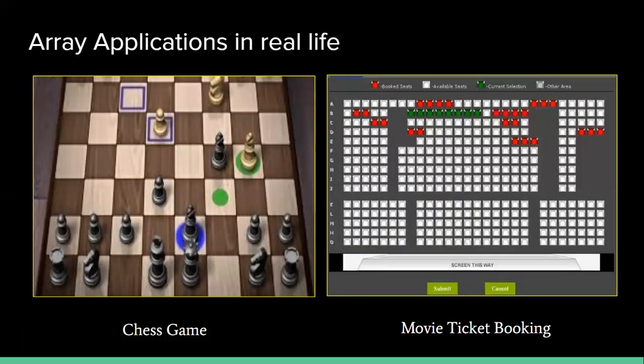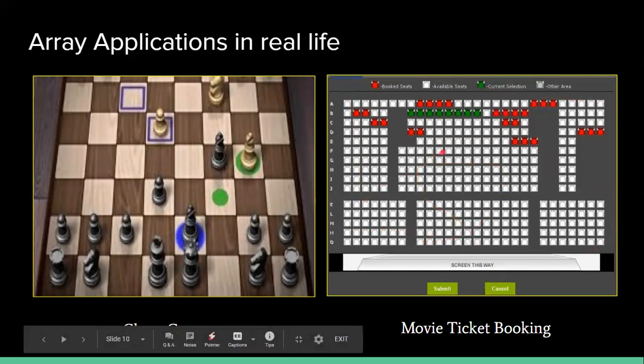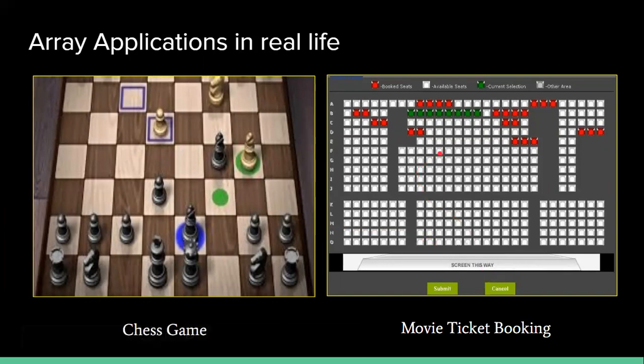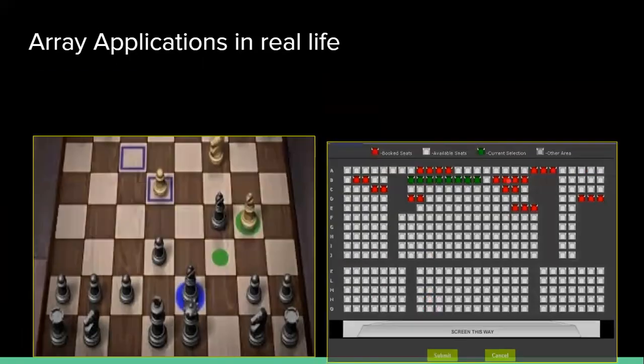The second one, movie ticket booking. When we try to book a movie ticket online, you get this kind of screen, and when you select a particular location, then the record, that is the row and column, is stored in the software. In this way, you can access your array.